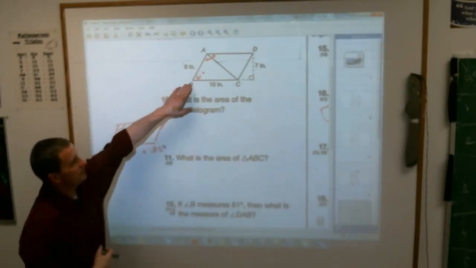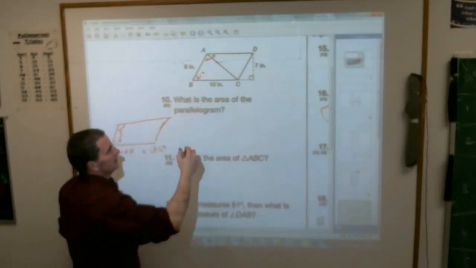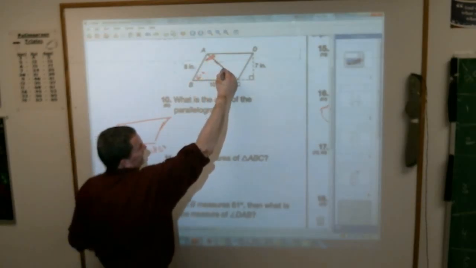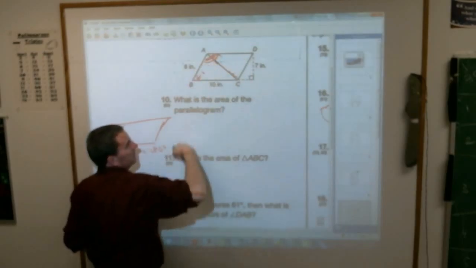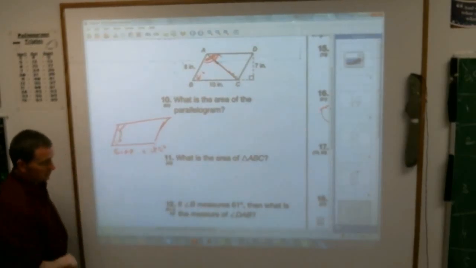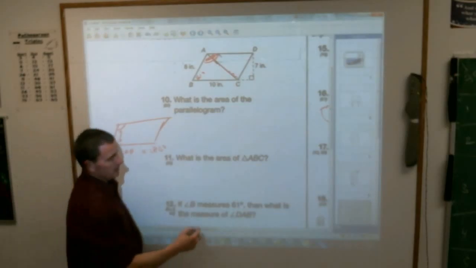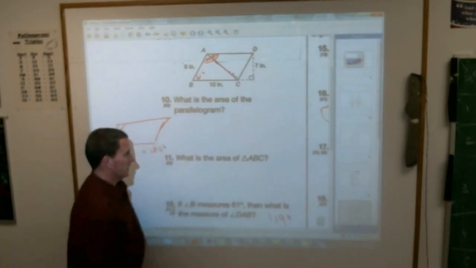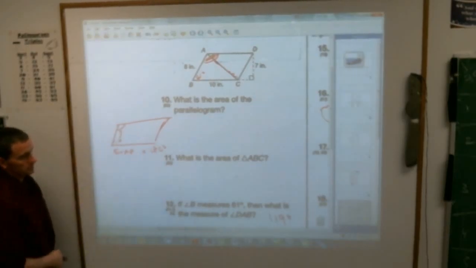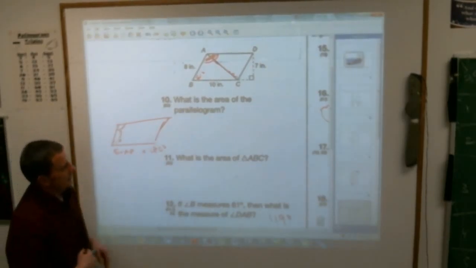So if you know that this one is 61 degrees, and again, you have to forget about that diagonal. Pretend it's not there, because we don't care about that. You're looking at DAB. What number added to 61 degrees gives you 180? That would be 119 degrees. Shall I do the rest of these while we're here? Yes, let's do it.